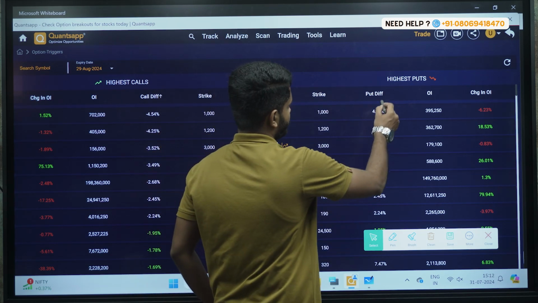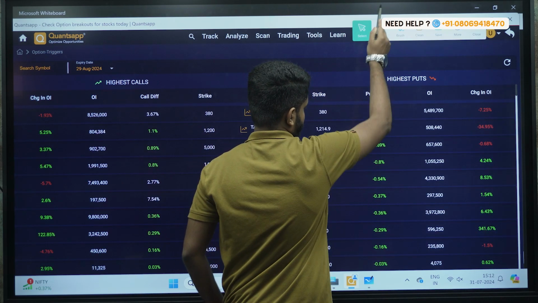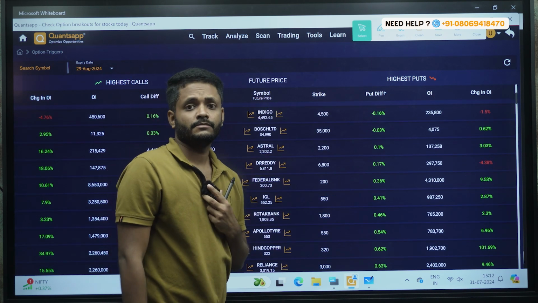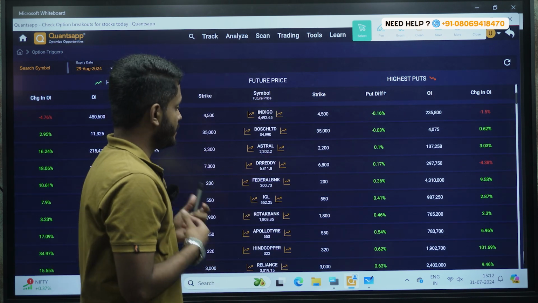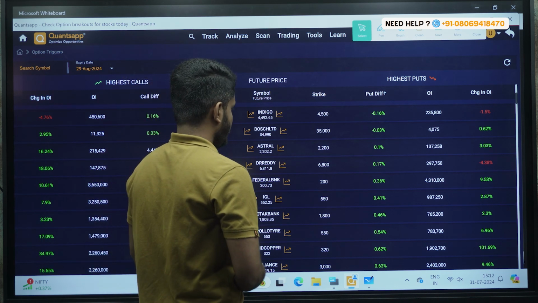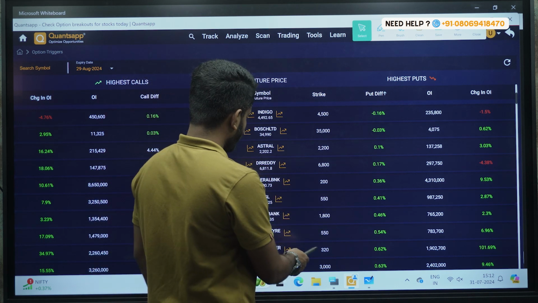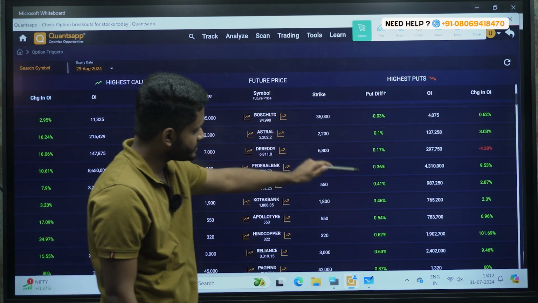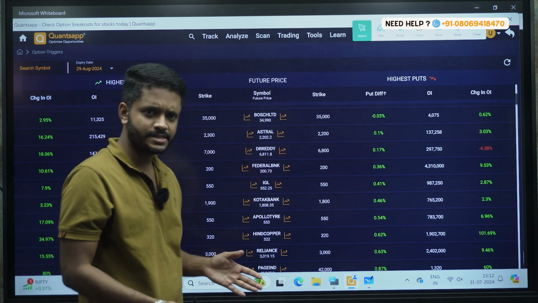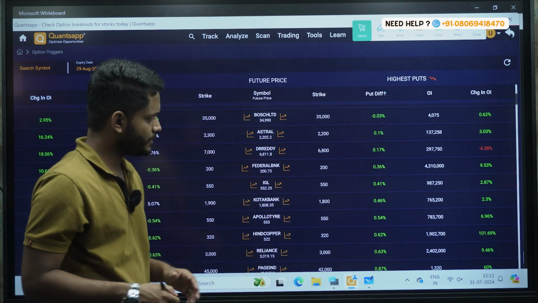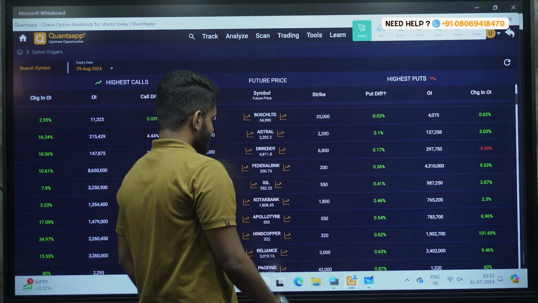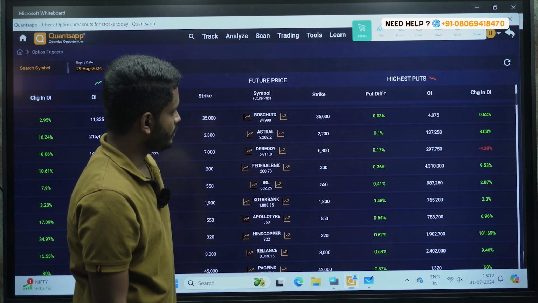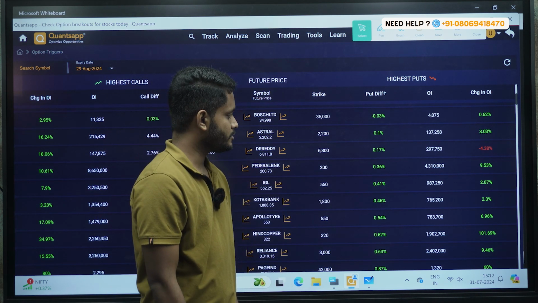Just click on put difference and find out those stocks where the put difference is between 0 to 1%. Now see IGL. The put difference is 0.41, Kotak Bank, see Apollo Tyre. Here you can see that these are the stocks which are fulfilling my condition. Again, my condition is the same, put difference between 0 to 1%. Now IGL is trading at 552, the support is indicating 550. The put difference is between 0 to 1%, that is also fulfilling my condition.